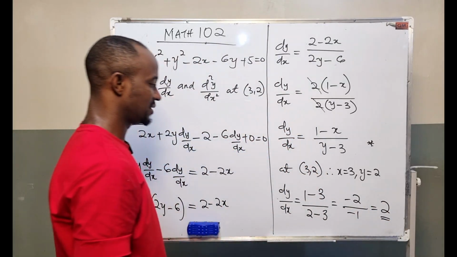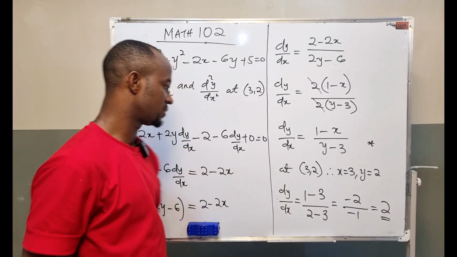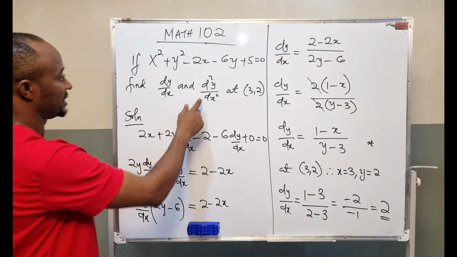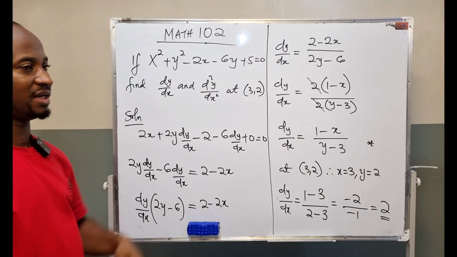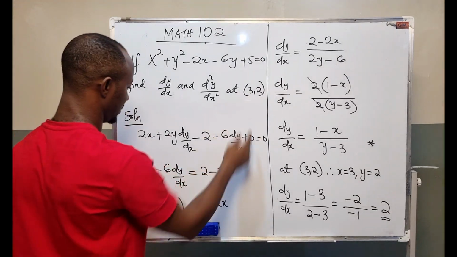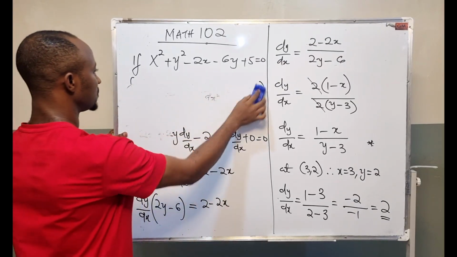So that means our dy/dx at (3, 2) is equal to what? 2. But the next question says we should also find the second derivative. Whenever you see this, the d2y over dx squared, this means second derivative function. The dy/dx means first derivative function. But at the same point, don't forget. So let's solve. So what do we do?